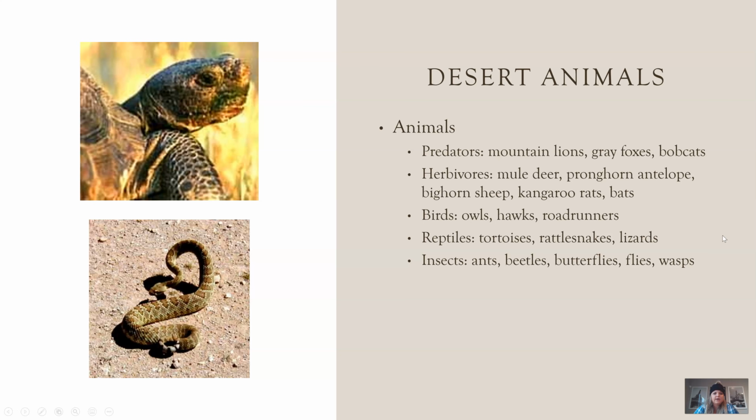All right, as far as animals go, for predators, you might see mountain lions, gray foxes, and bobcats. As far as herbivores go, you'll see mule deer, pronghorn antelope, bighorn sheep, kangaroo rats, and bats. Birds, you'll see owls, hawks, and roadrunners. Reptiles, you'll see tortoises, rattlesnakes, and lizards. Those are probably some of the most common animals thought of when you think of deserts. Insects, we have ants, beetles, butterflies, flies, and wasps.